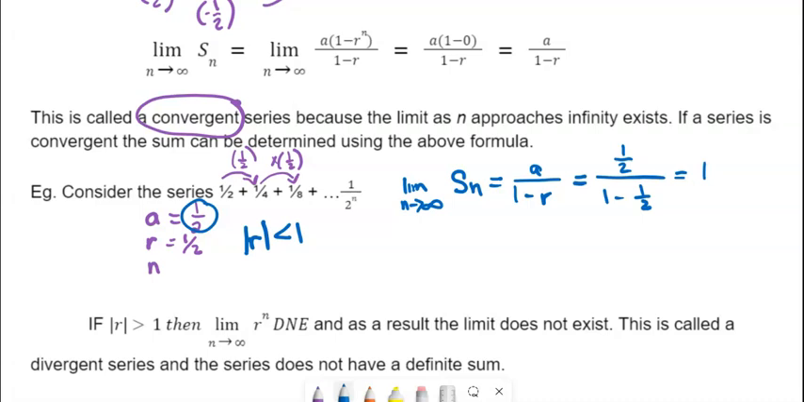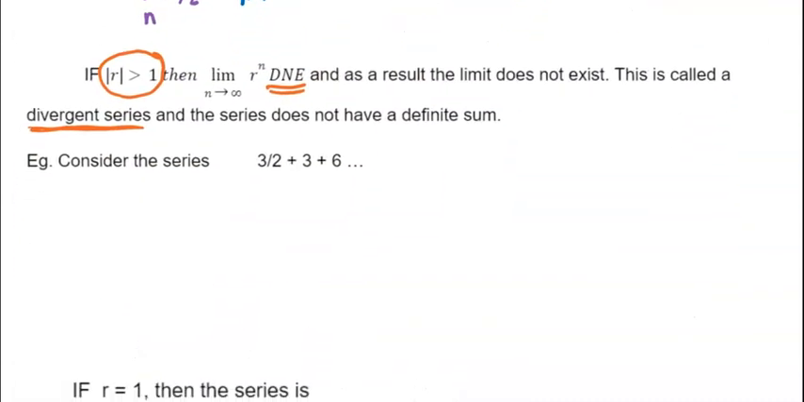Okay. In the other instance, if the rate of increase or decrease is greater than 1, then the limit does not exist. Okay, because there is no limit of the rate to the exponent n. And in this case, this is called a divergent series because the numbers keep getting further and further apart, and the series does not even have a definite sum. So let's look at this example.